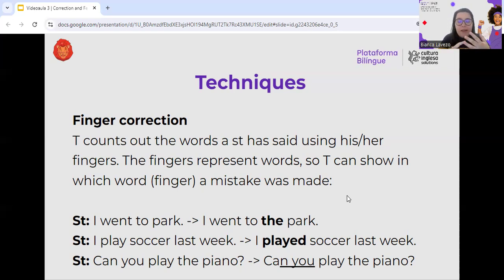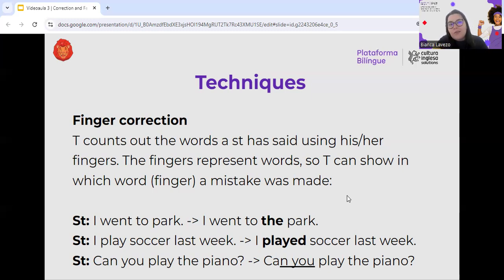A second example would be using the idea of verb tense as well. So you want to show them that there is a mistake in the finger that you're showing. So they say, for example, I played soccer last week. So I... soccer last week. And then hopefully they will understand that there is a problem with the word itself, play. So I played soccer last week.